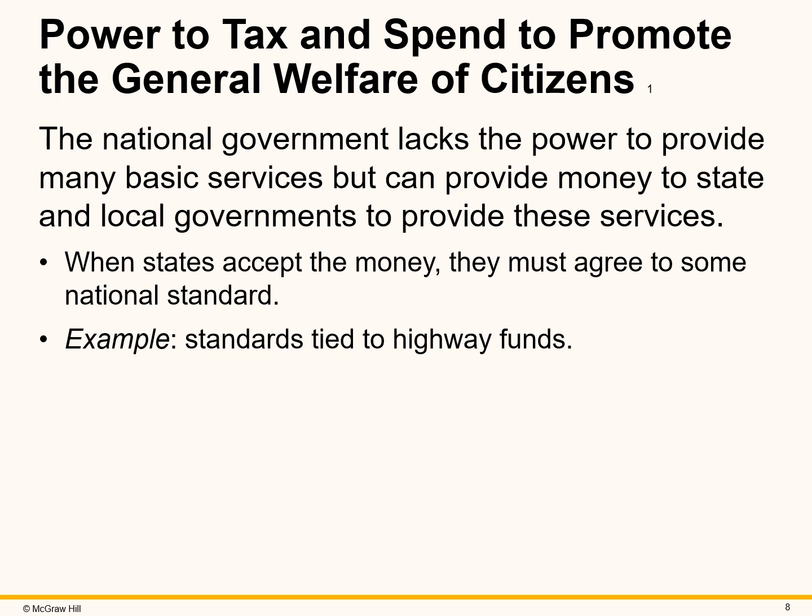The power to tax and spend to promote the general welfare of citizens. The national government lacks the power to provide many basic services, but can provide money to states and local governments to provide these services. When states accept the money, they must agree to some national standards. For example, standards tied to highway funding, right? When we get into the chapter on local governments and local city politics, we'll understand that states are essentially creatures of the national government, right? They are the go-between between local governments and national governments.